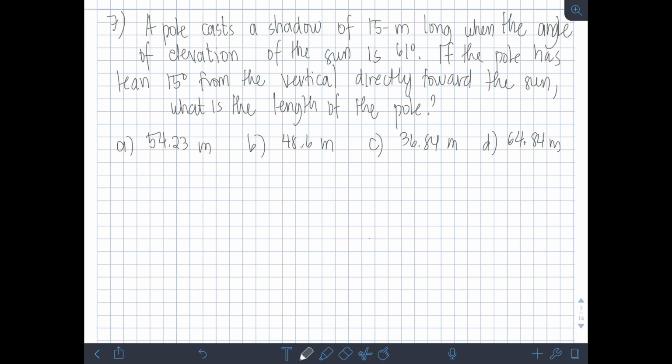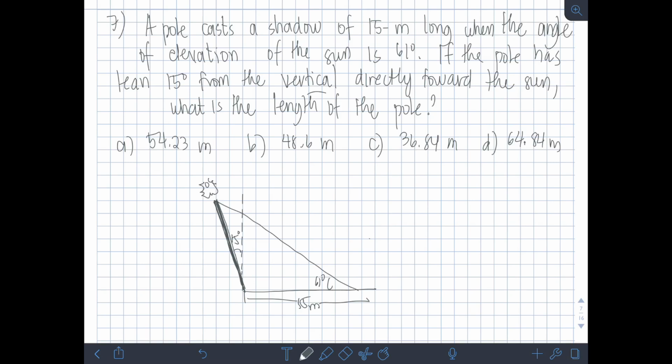So, dito muna tayo sa given na it leans daw yung pole 15 degrees from the vertical. So, let's say ito yung vertical natin. So, nakalin daw from this vertical, let's say 15 degrees yung pole. So, ito yung pole, directly towards the sun. So, ito yung sun. Tapos, nagkakast daw siya ng shadow. So, ito yung ground. Nagkakast daw yung pole ng shadow na 15 meters. Tapos, yung angle of elevation daw nung sun, nung nagkasya ng shadow, is 61 degrees.